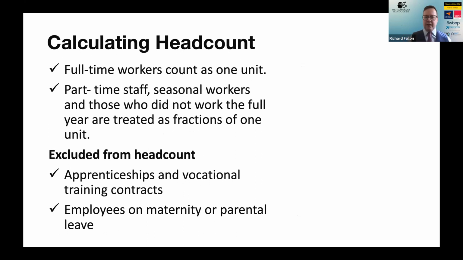Because the thing is, full-time workers count as one unit, but part-time staff, seasonal workers, and those who do not work the full year are treated as fractions of one unit. So you might have 270 staff, but if 40 of them are working part-time half the week, you'd probably be at your 250. You'd have to have somebody a bit more just to creep under that. But it's worth knowing.